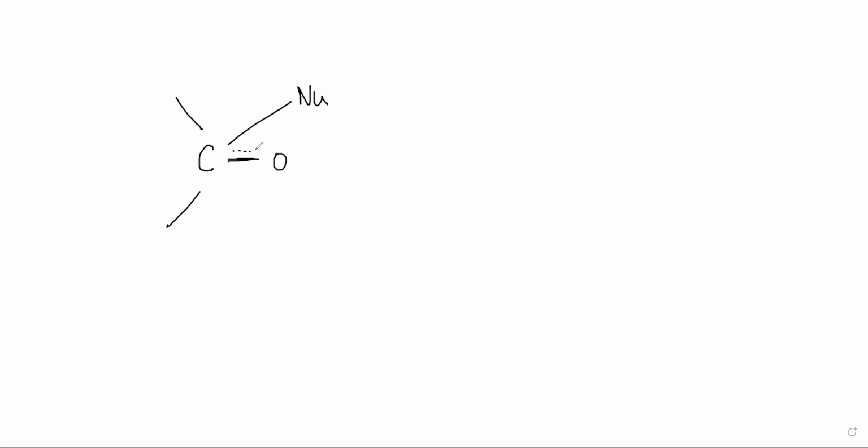And where will that pi bond go? It will go on the O atom only, the 2 electrons from the pi bond. So it will eventually become C nucleophile and O minus, something like this. Instead of being like this, this pi bond has to come here, and the electron pair had come here to form a bond. So that is what will happen.